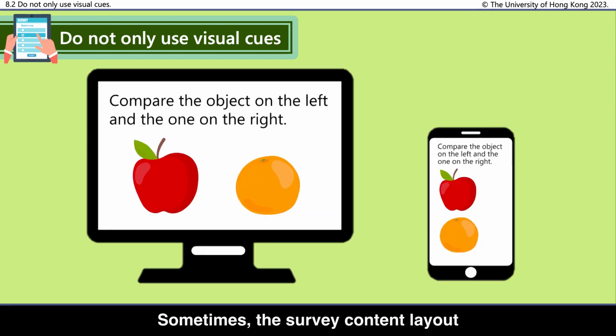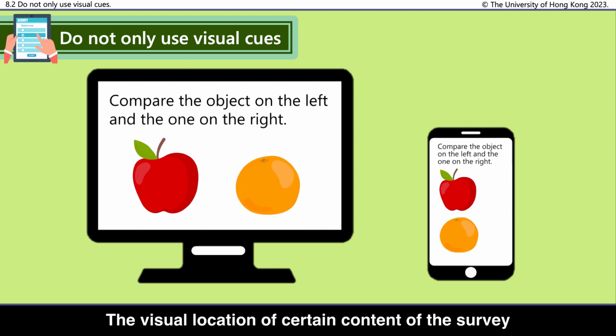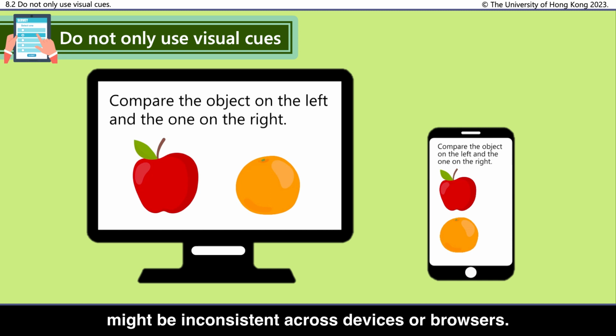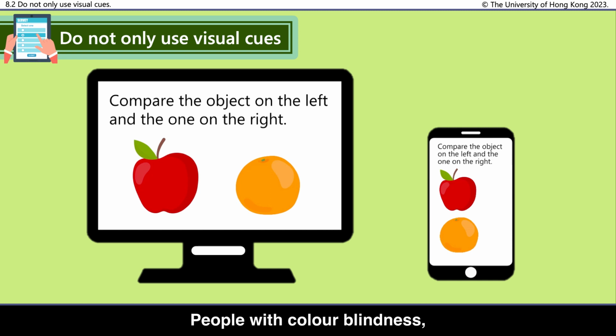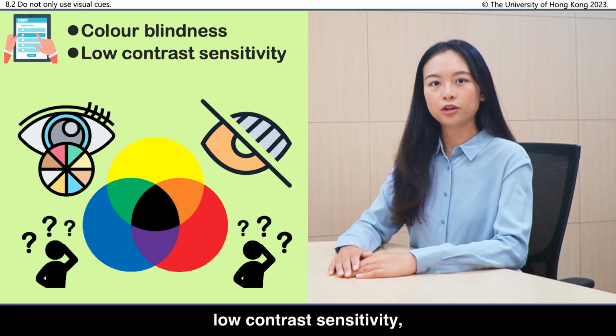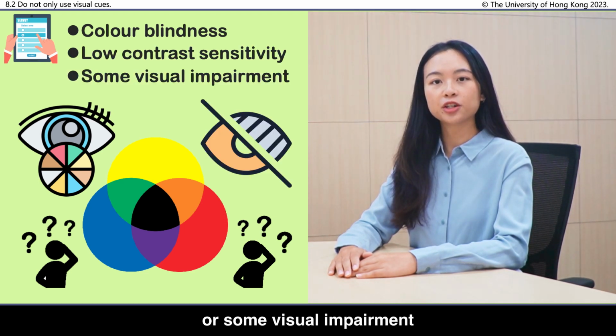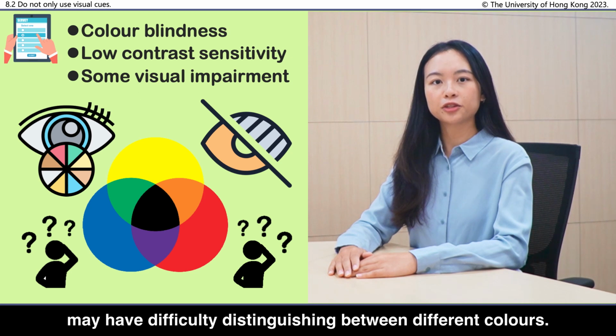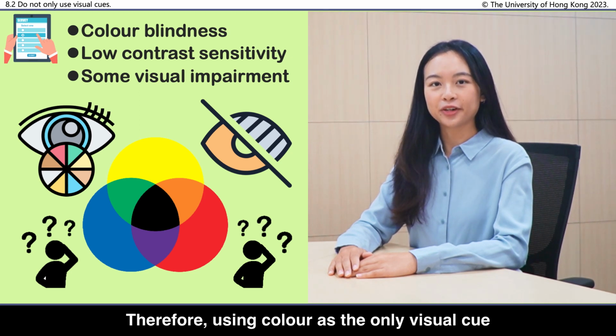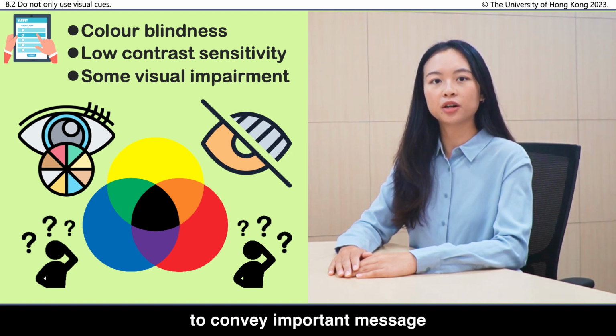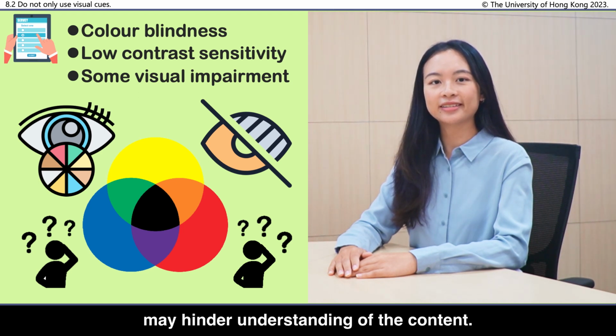Sometimes, the survey content layout may be automatically resized or repositioned when it is displayed in different devices in response to monitor sizes. The visual location of certain content of the survey might be inconsistent across devices or browsers. People with color blindness, low contrast sensitivity, or some visual impairment may have difficulty distinguishing between different colors. Therefore, using color as the only visual cue to convey important messages could hinder understanding of the content.